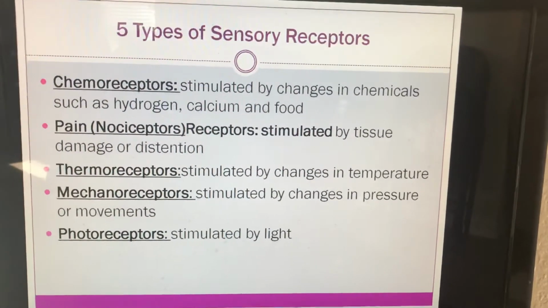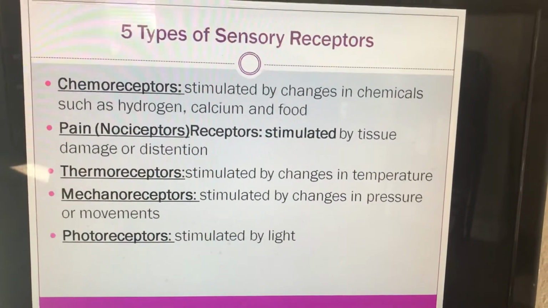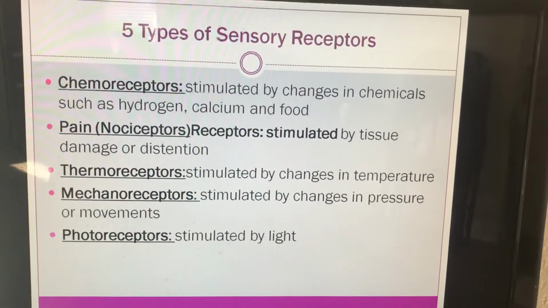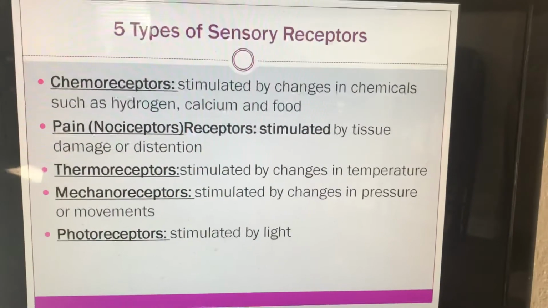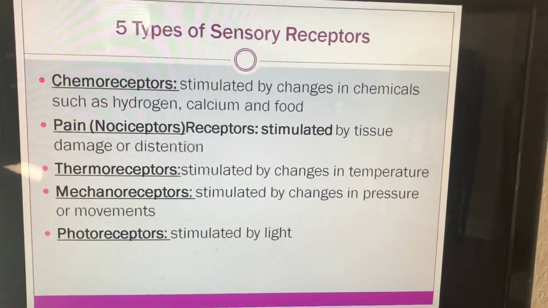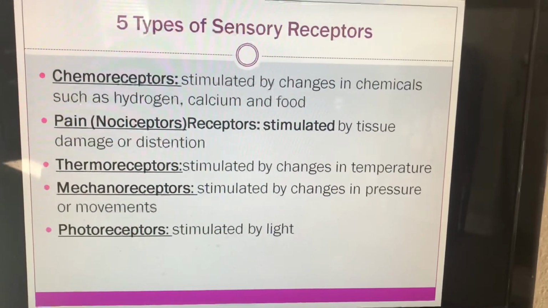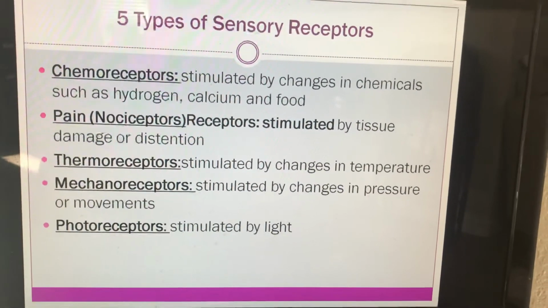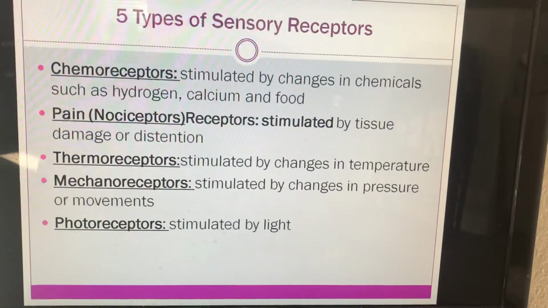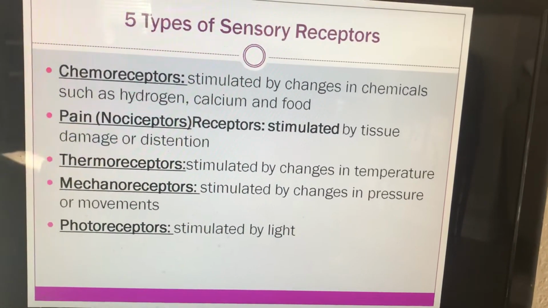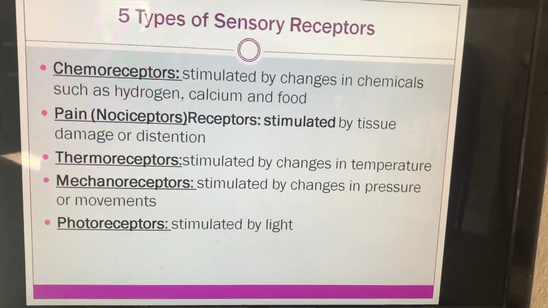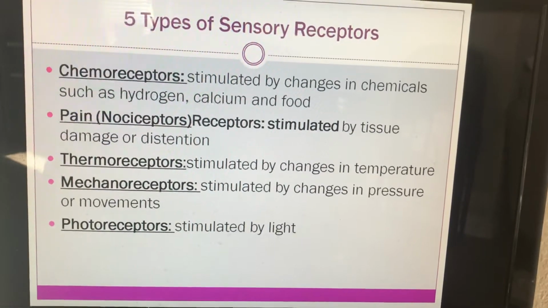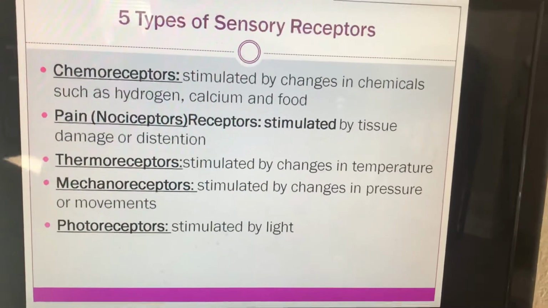We have chemoreceptors. These are stimulated by changes in chemicals such as hydrogen, calcium, and food. We have pain receptors called nociceptors. They're stimulated by tissue damage or distension. Thermoreceptors are stimulated by changes in temperature. Mechanoreceptors are stimulated by changes in pressure or movements. And photoreceptors are stimulated by light.